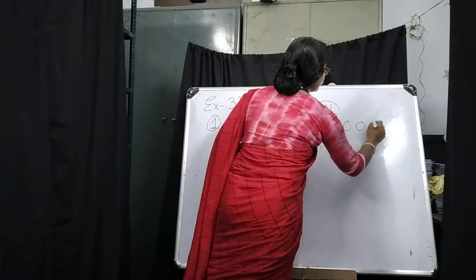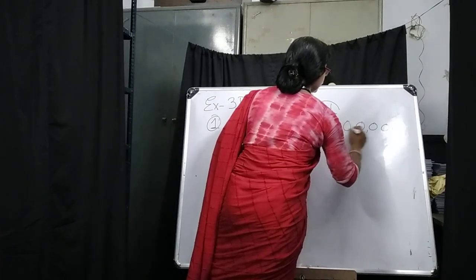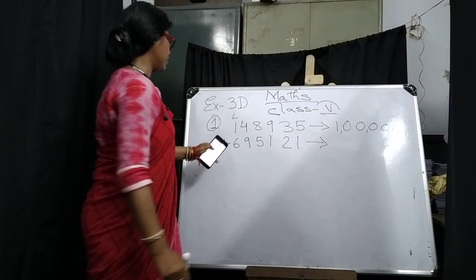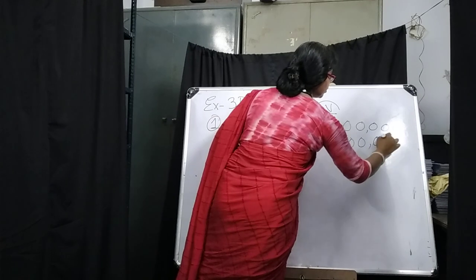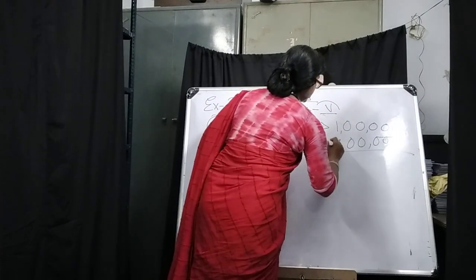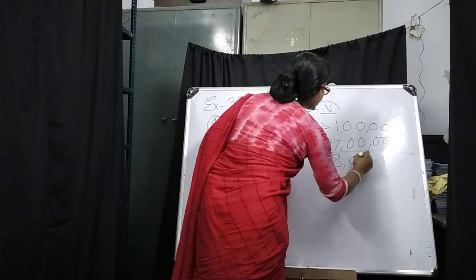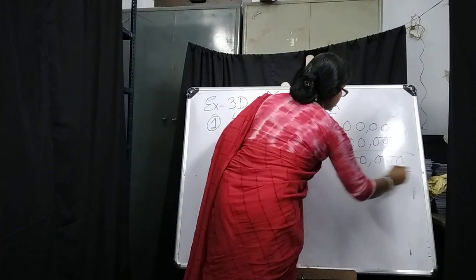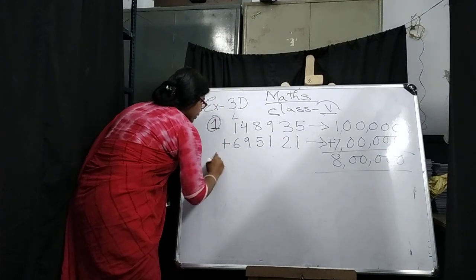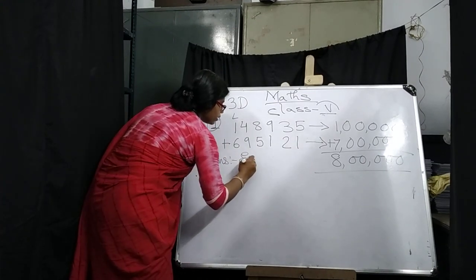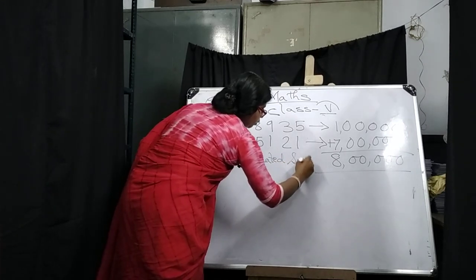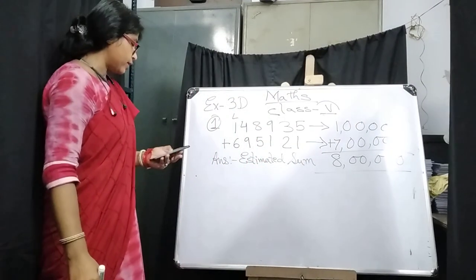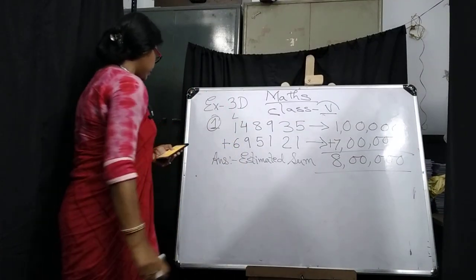If we round it off, what will it come? 1 lakh. And here 7 lakh. So the answer will be 8 lakh. Here we will write the answer, estimated sum 8 lakh. Now another sum we will do, that is estimated difference.